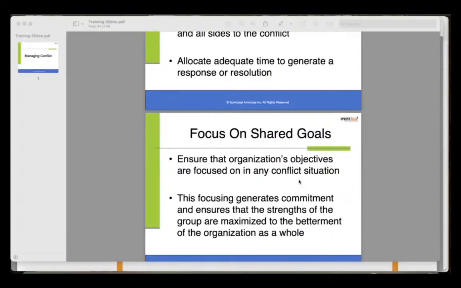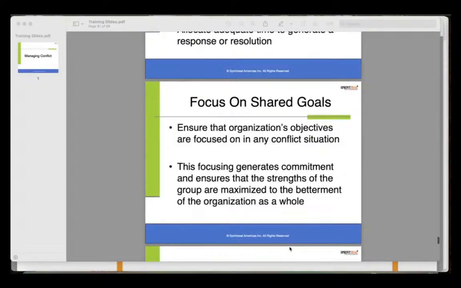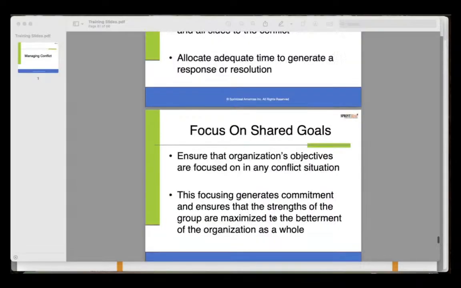So mostly our objective should be a win-win, that we should focus on shared goals. What we can do for that is ensure that the organization's objectives are focused on in any conflict situation. This focusing generates commitment and ensures that the strengths of the group are maximized to the betterment of the organization as a whole. Okay, so we should focus on the shared goals, like what is the common goal.